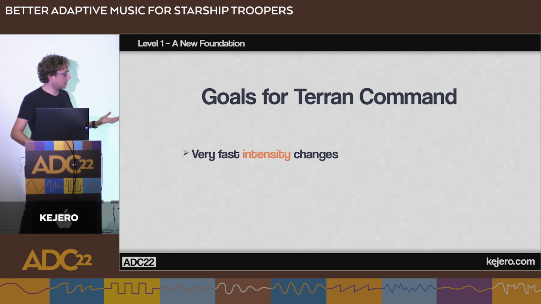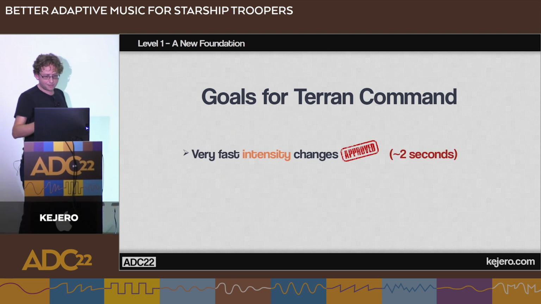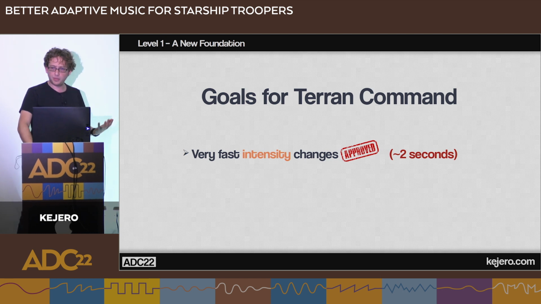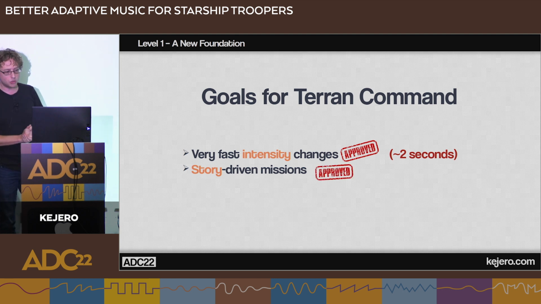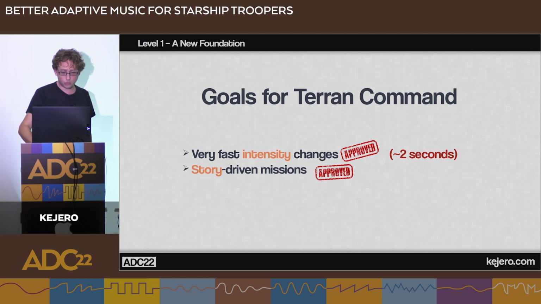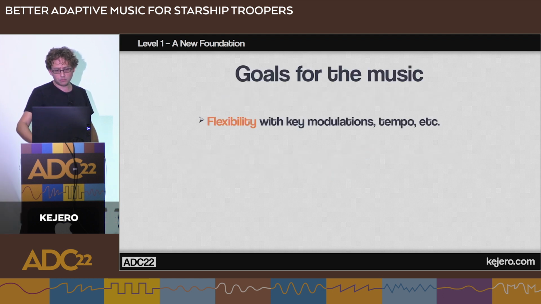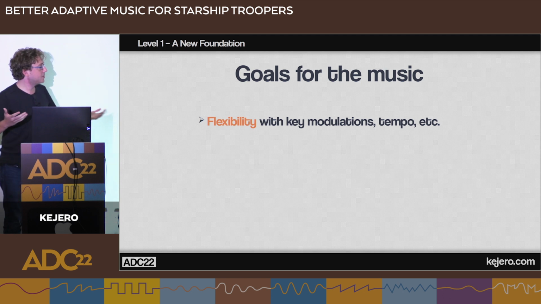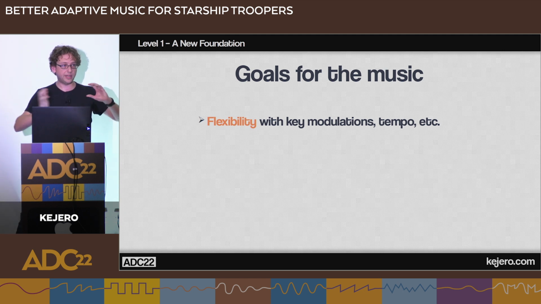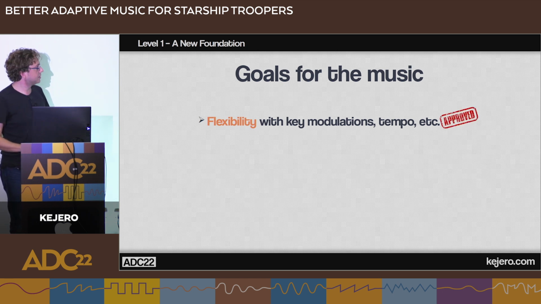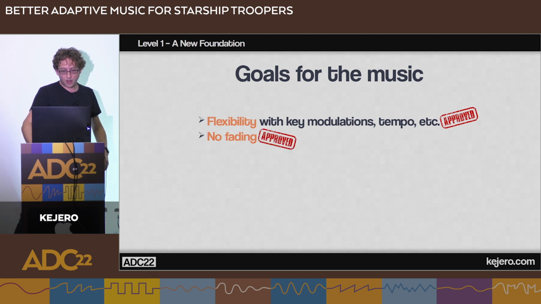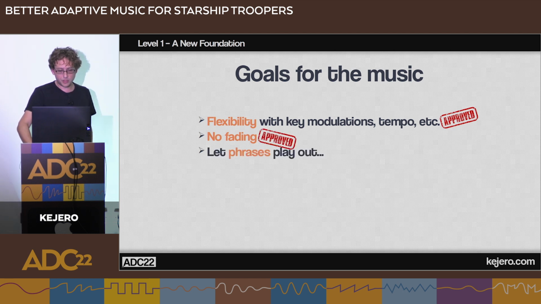So let's quickly revisit the goals that we had. I have 2 seconds of agility, and that proved to be quick enough for the game. It's story-driven. Well, the system is mostly horizontal, so that works. I can change literally every aspect of the music because I can just jump from one piece of music to a completely different piece of music. So anything can technically be changed with a horizontal approach. So that works. I don't want to have any fading. It's a horizontal approach. And when there's a phrase playing, I want that to play out.